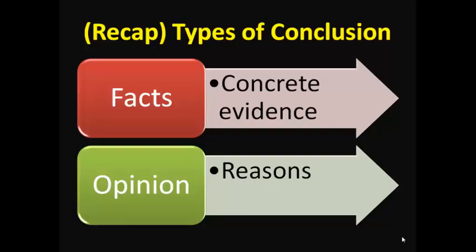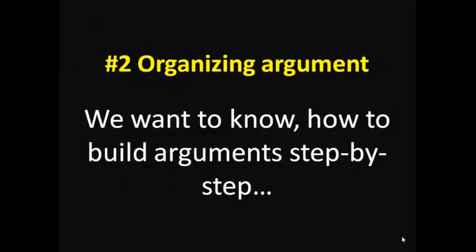Now, let's have a recap. There are 2 types of conclusion, facts and opinion. So when you have a factual conclusion, you support it with concrete evidence. And if you have an opinion related conclusion, you support it with reason.